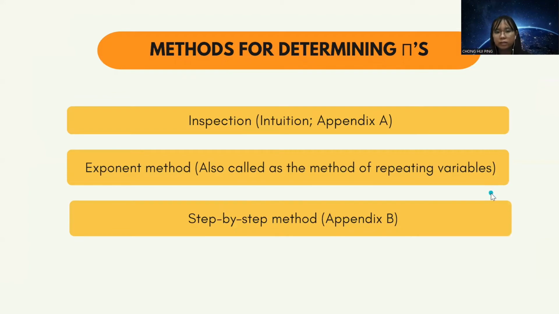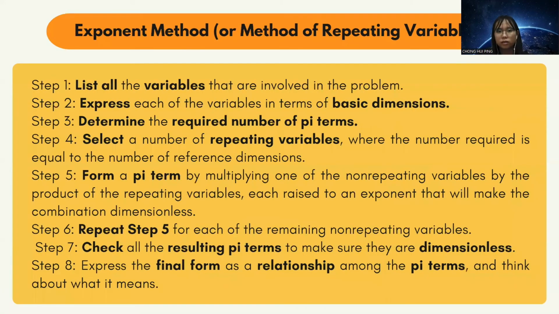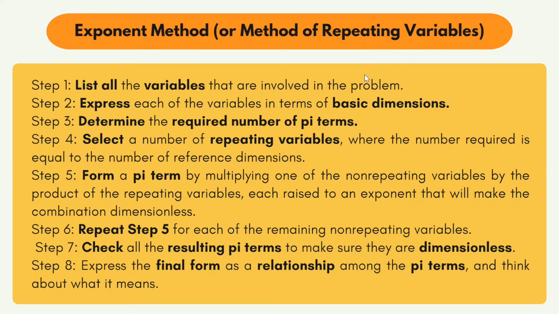Here I'm going to explain about the exponent method. In order to do the exponent method, also known as the method of repeating variables, there are 8 steps that we should do. The first one is to list out all the variables involved. Second, express each of the variables in terms of basic dimensions. Third, determine the required number of pi terms. The fourth, select repeating variables where the number required is equal to the number of reference dimensions. Fifth, form a pi term by multiplying one of the non-repeating variables by the product of the repeating variables.